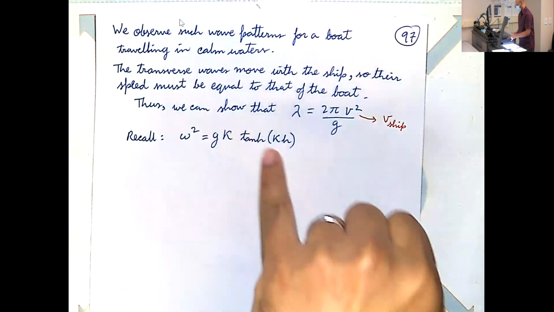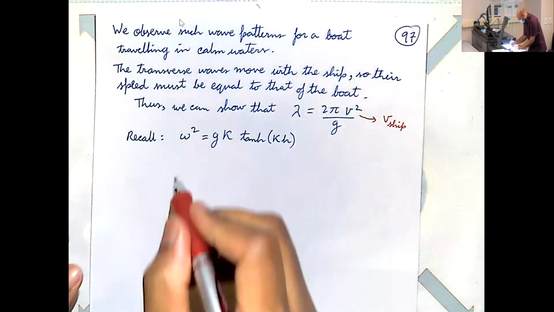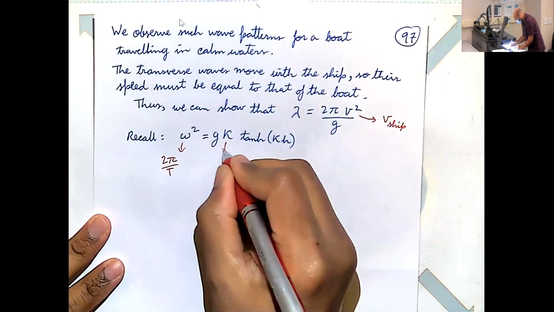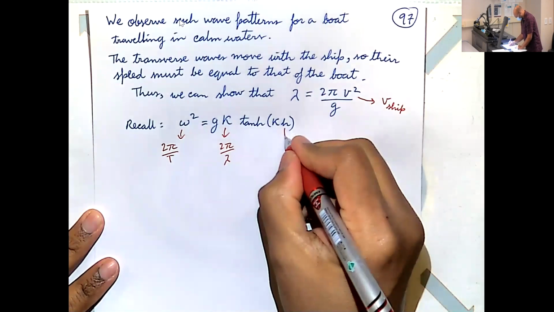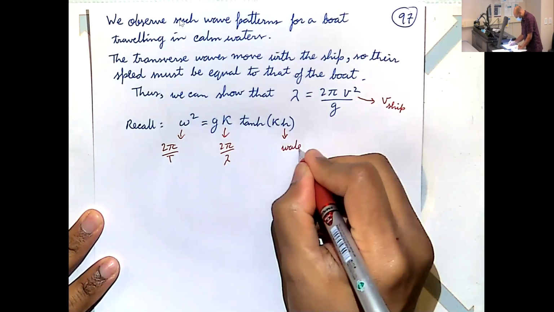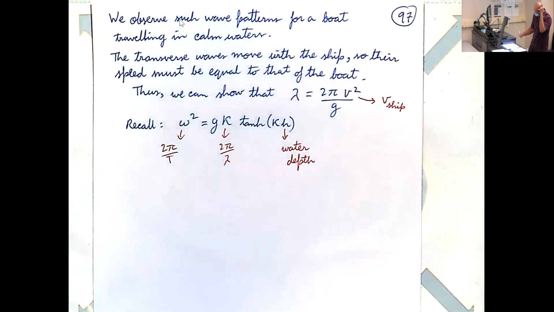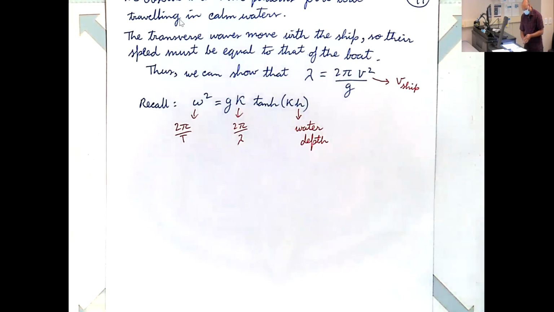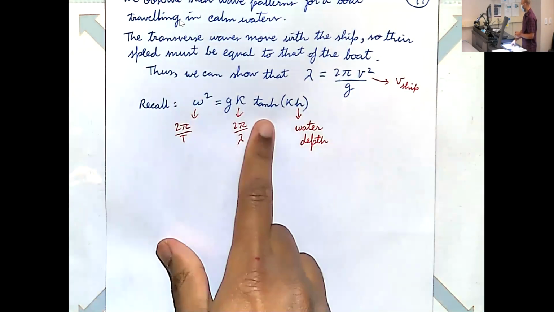Very, very useful equation. Shows up all over the place. So this is the dispersion relation from wave mechanics. Okay, if you remember, this is 2 pi over t. This is 2 pi over lambda. This is the water depth. Time period, wavelength. This is the hyperbolic tangent.